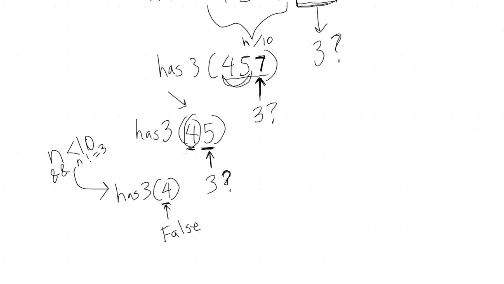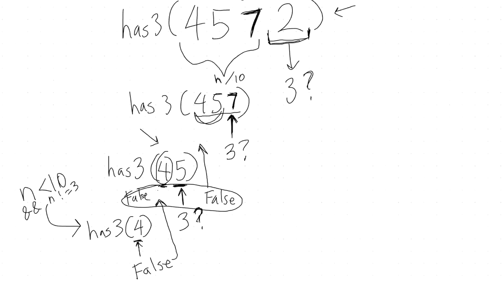So since this is false, we return this back up here. And since this is false and this is false, the entire thing is going to be false. So that gets returned up to this recursive call. Checking whether 45 had 3 in it gave us the answer false, and we also checked 7, and that also gave us false. This entire thing returns false.